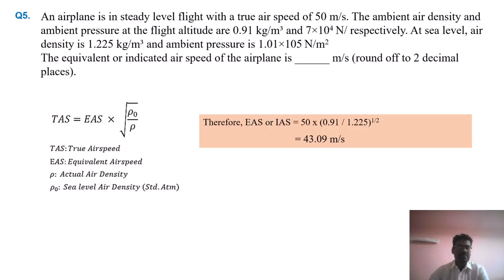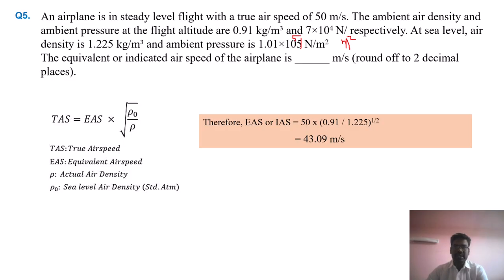In this video, the last problem is: an airplane is in steady level flight with a true airspeed of 50 meters per second. The ambient air density and the ambient air pressure at the flight altitude are given as 0.91 kg per meter cube and 7 into 10 power 4 Newton per meter square respectively. At sea level, the air density is 1.225 kg per meter cube and the ambient pressure is 1.01 into 10 power 5 Newton per meter square. Here there should be a meter square and it should be 10 power 5.